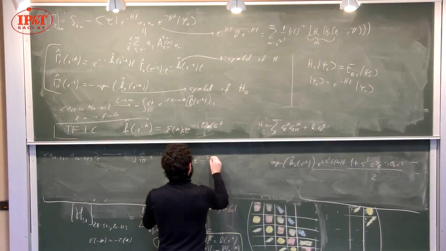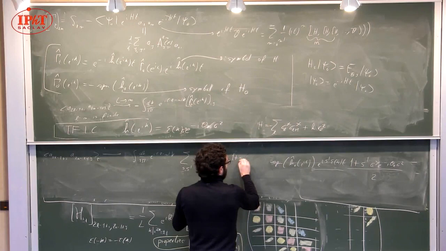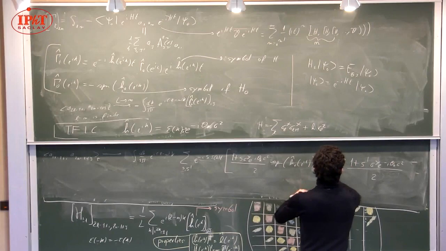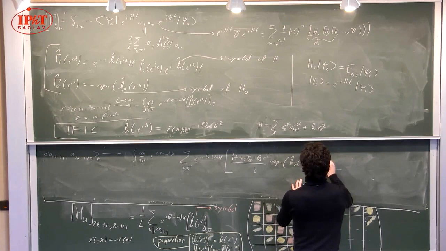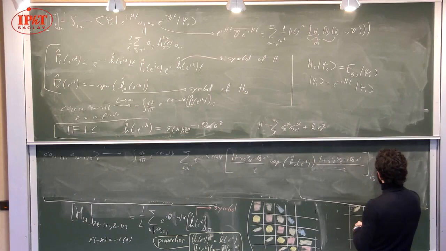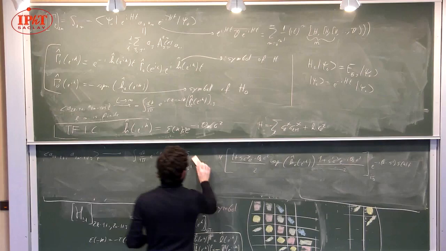Here you have the projector, (1 + s sigma_y) e^{-i theta_k sigma_z/2} over 2. And then I have to do the same here: (1 + s' sigma_y) e^{-i theta_k sigma_z/2} over 2. And here you have the indices i, j. And then you have e to the minus i (s - s') epsilon_k t. I already brought that, but remove it from here. That's what it is. Sum over s, s'.